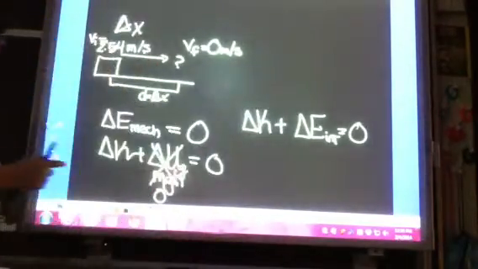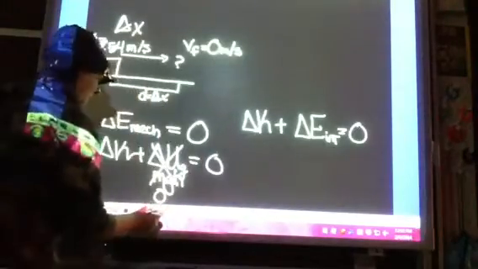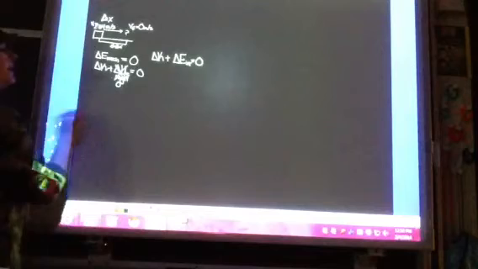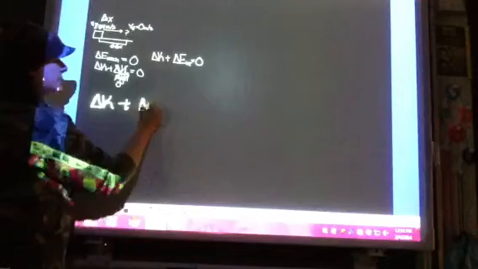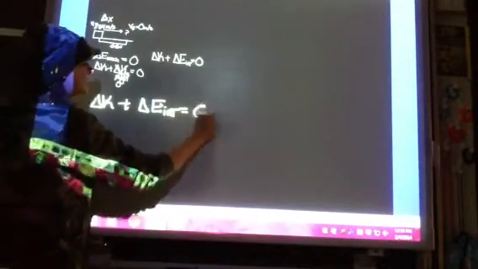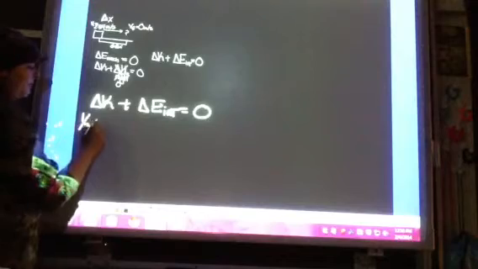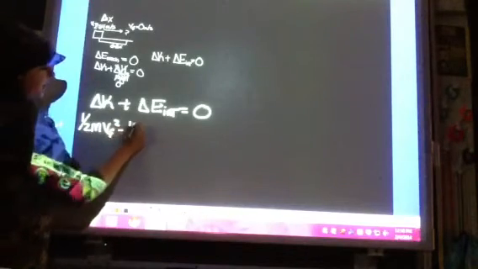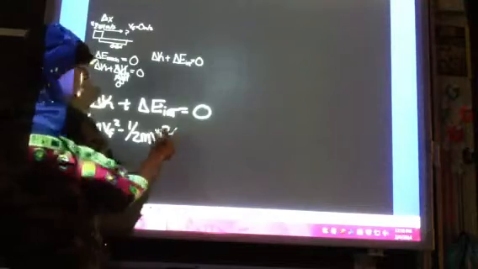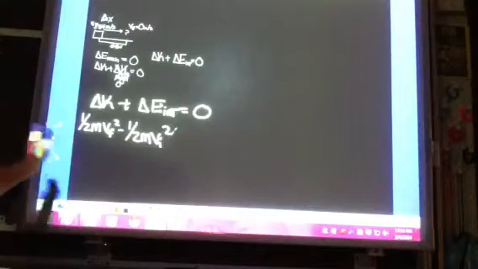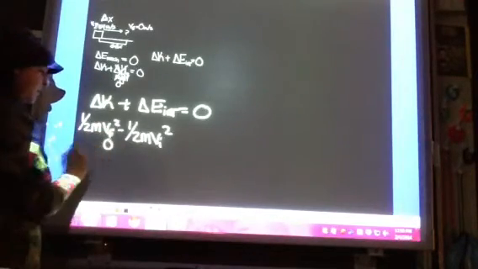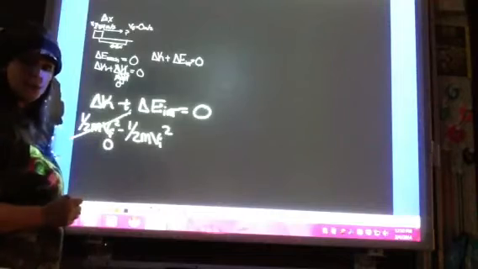Okay, so let's think about our delta K. I'm going to make this smaller, guys. We know that our delta K plus our delta E sub INT equals 0. So delta K is 1/2 mv final squared minus 1/2 mv initial squared. Because that block is going to come to rest, the final speed is 0, which means that this whole term is now 0, so I don't have to worry about that at all.